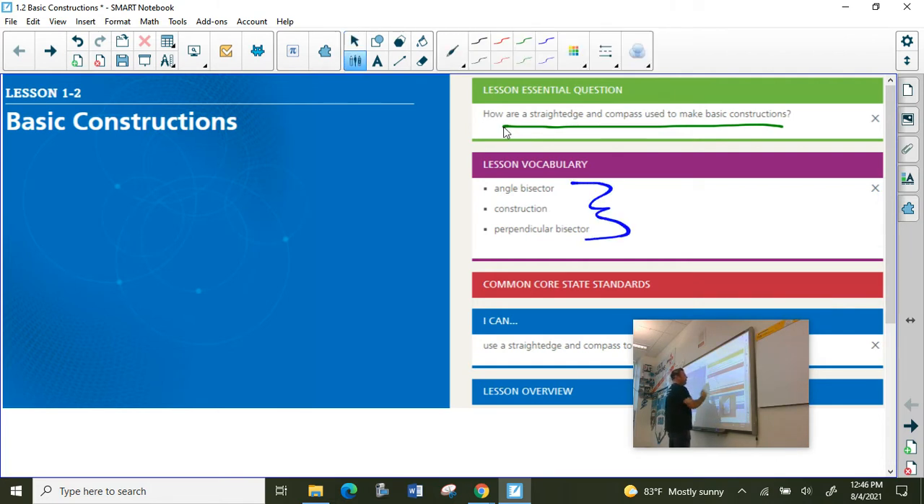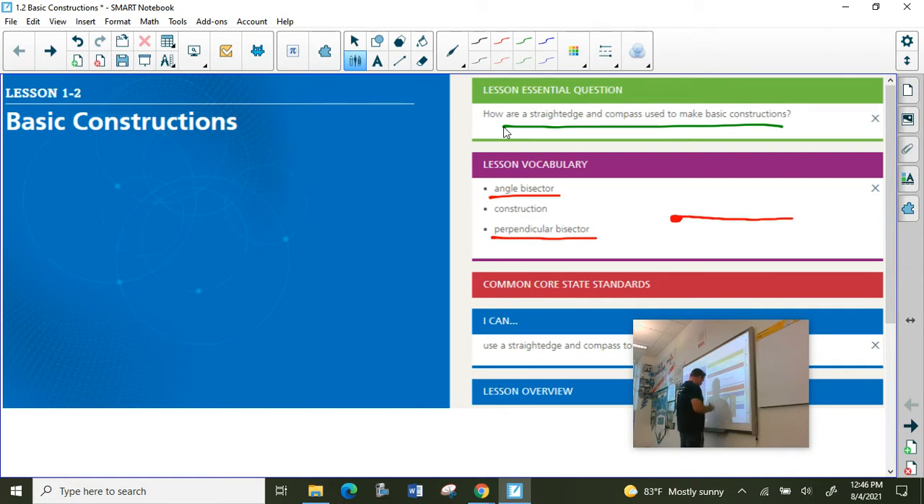Here are 3 important vocab words. We're going to learn a couple of them. You will notice bisector is used twice. Bisector, if you don't know, cuts in half. It bisects it, cuts it in half. Really important word. So think about this. Angle bisector, it cuts the angle in half. That's easy.